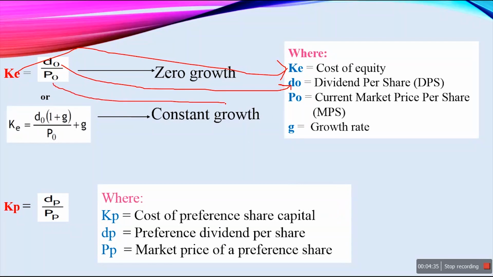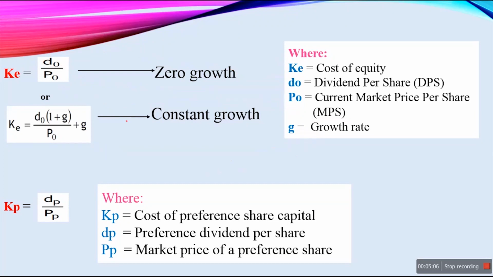Then we have the P0, which represents the current market price per share, the MPS. This represents how much that given share is selling for in the market at the current time. Then the G in the second formula represents the growth rate. So if you are told that the dividends grow at a 5% rate, then G there will be 5%.